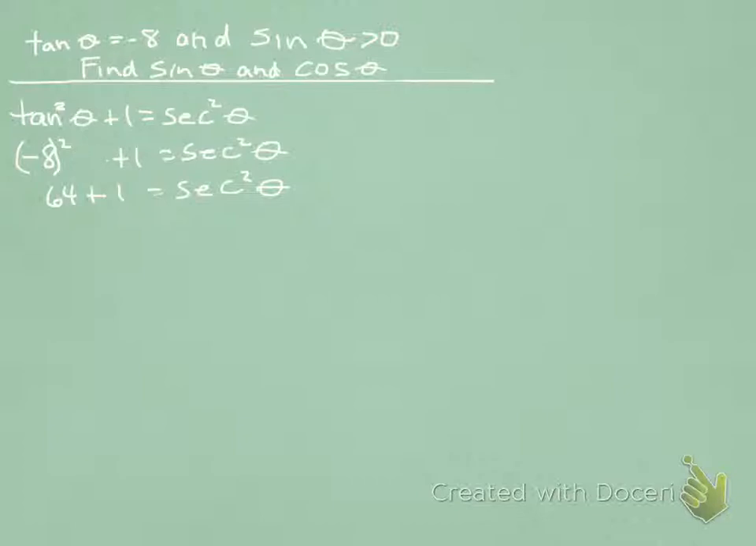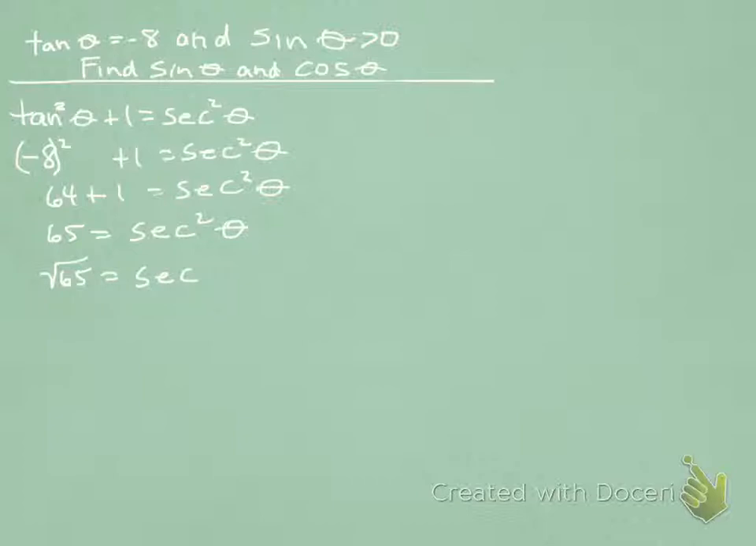And I'm going to get this out of the way there. We shouldn't have that. And 65 equals the secant squared. And what would we do at this point? Of course, we want to find out what the secant is. We would take the square root of both sides, and that tells us that the secant is going to be equal to the square root of 65.